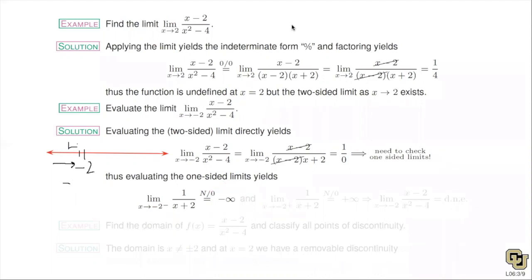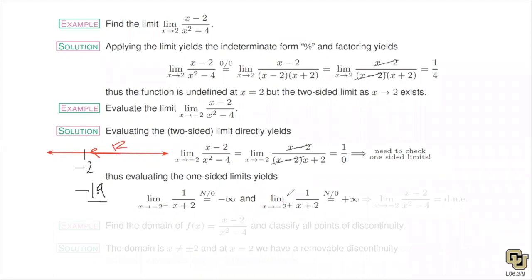For the other limit, I'm looking at the limit approaching -2 from the right. So again, it helps to look at the number line. I'm approaching from this side, from the right side. So for example, I'm going to pick a number very close, but on the right, -1.9.